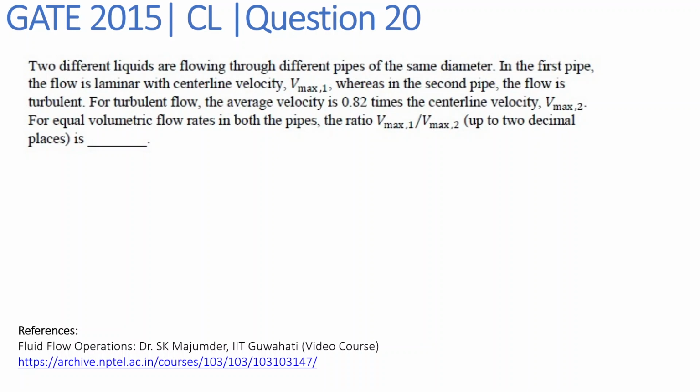So let's start with the first question for the day. This is question number 20 from GATE 2015 chemical engineering paper. And the question is, two different liquids are flowing through different pipes of same diameter. In the first pipe, the flow is laminar with centerline velocity Vmax1, whereas in the second pipe, the flow is turbulent. For turbulent flow, the average velocity is 0.82 times the centerline velocity. Centerline velocity is Vmax2. For equal volumetric flow rates in both the pipes, the ratio Vmax1 upon Vmax2 is dash.